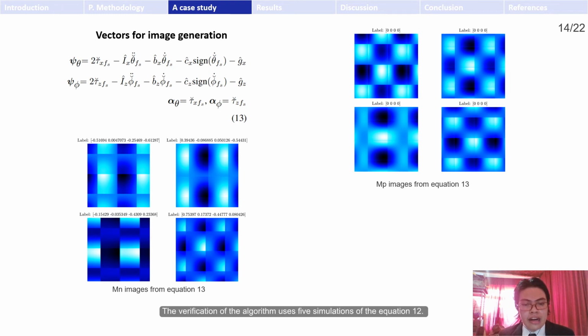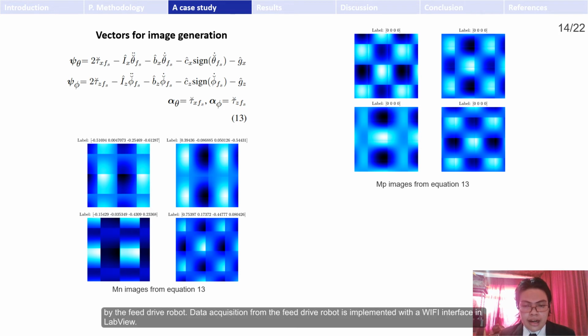The verification of the algorithm used 5 simulations of equation 12. The FPGA contains the programmed trajectory of equation 9, followed by the Fit-Right robot. Data acquisition from the Fit-Right robot is implemented with a Wi-Fi interface in LabVIEW. The raw data is transferred from the FPGA board to a personal computer to be processed by the identification algorithm.